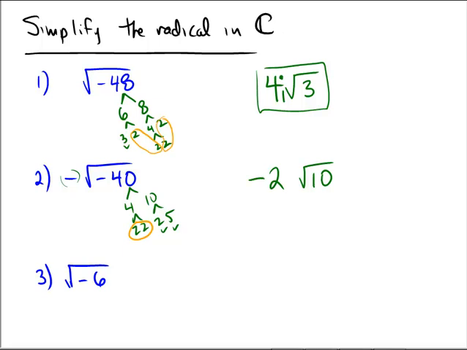And since we took the square root of a negative number, that's where that i gets introduced again, the imaginary unit, because the square root of negative 1 is i. So this answer would be negative 2i radical 10.